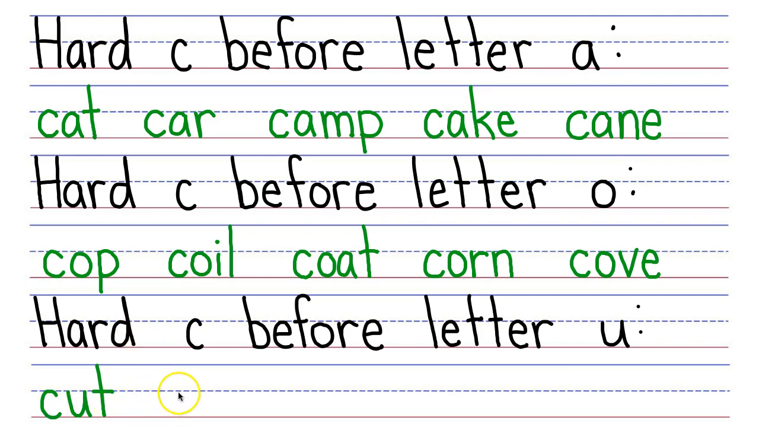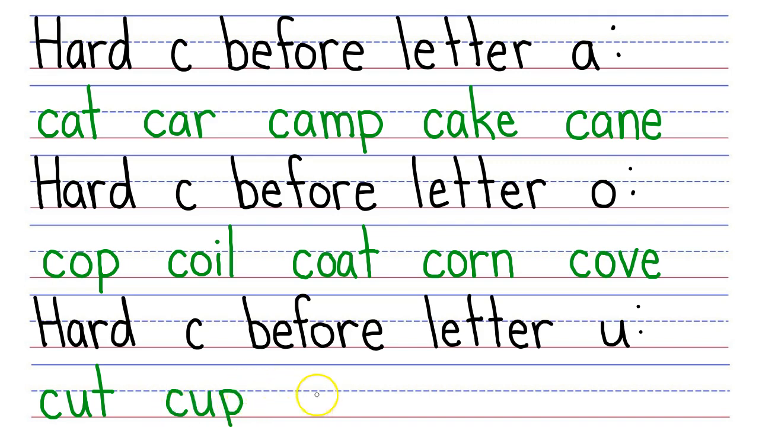Next word, cup. We've got the letter C that makes its hard C sound, k, because it comes before the letter U. The letter U makes a short U sound because it's closed in by the consonant letter P that says p. K, u, p. Say it together fast. Cup.